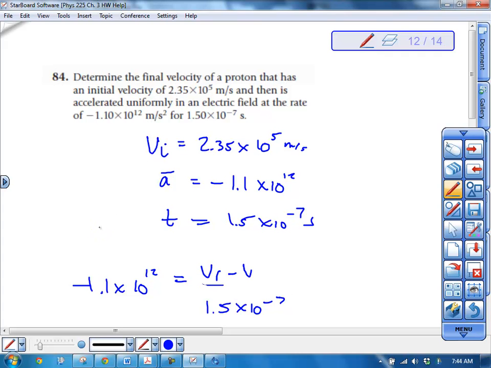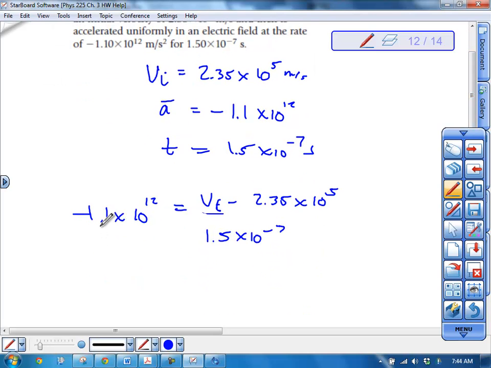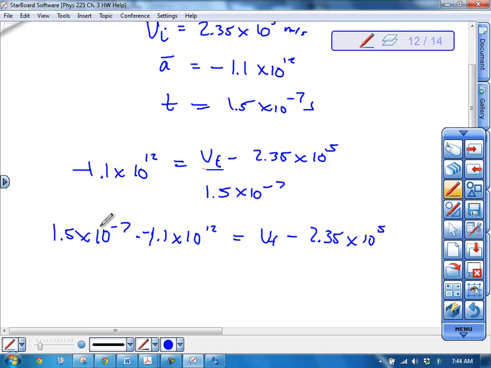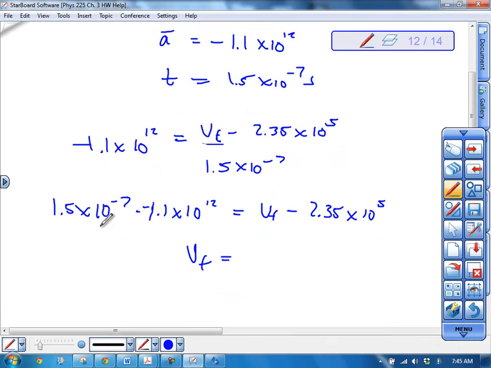And we know it's final minus initial velocity, where the initial velocity is 2.35 times 10 to the 5th. So we're just going to solve this for final velocity by multiplying both sides by 1.5 times 10 to the -7. And we can then add when we're done with this multiplication, and that gives us a final velocity of about 70,000 meters per second.